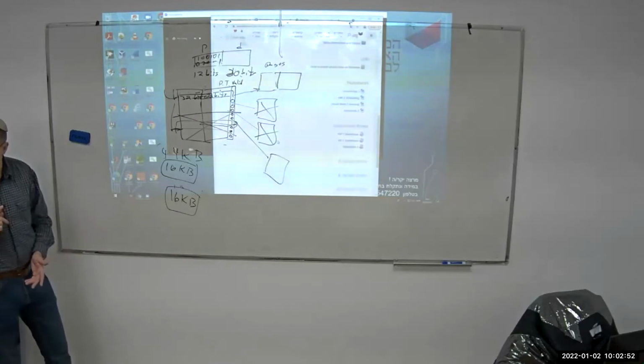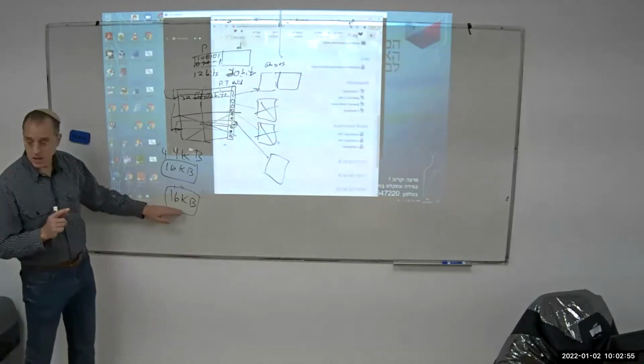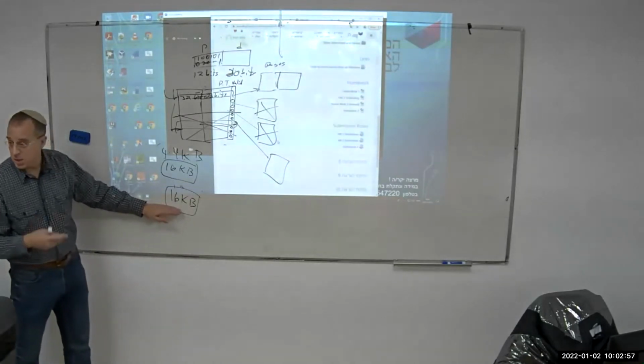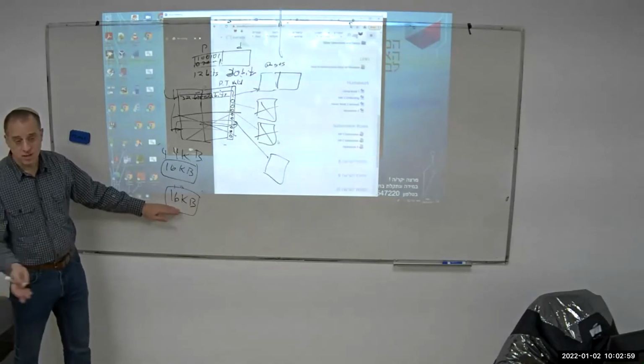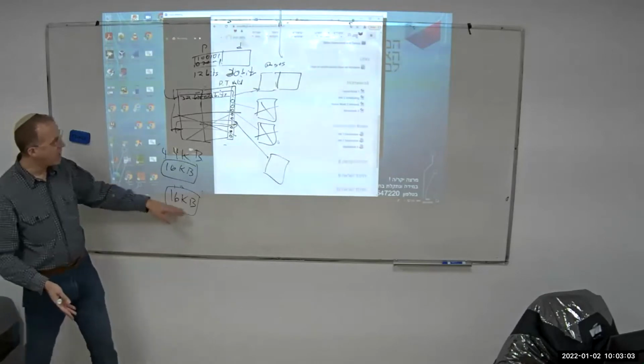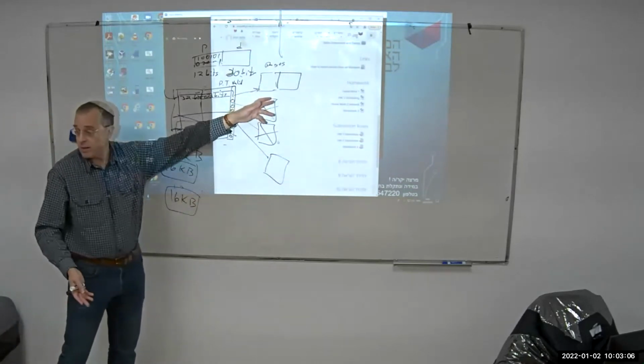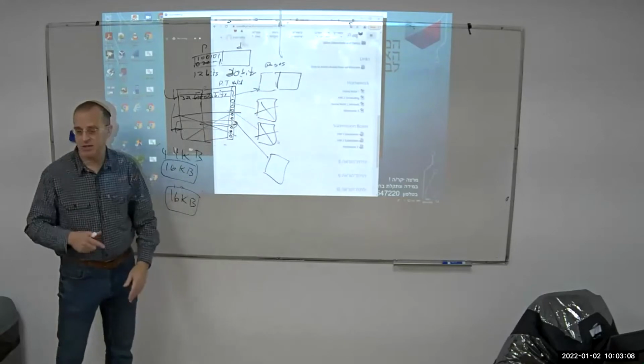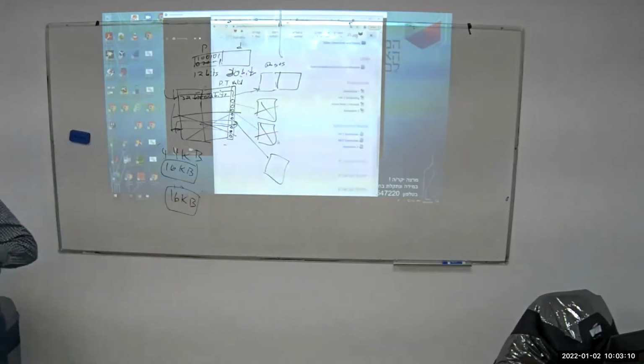Now I save space, right? I have a 16 kilobyte page table, tiny page table. That's great. It was 4 megabytes before. But now 16 kilobytes is nothing. And the pages are only 1 megabyte. Great. But what's the disadvantage here? I mean, it's better than before. For sure, it's better than before.